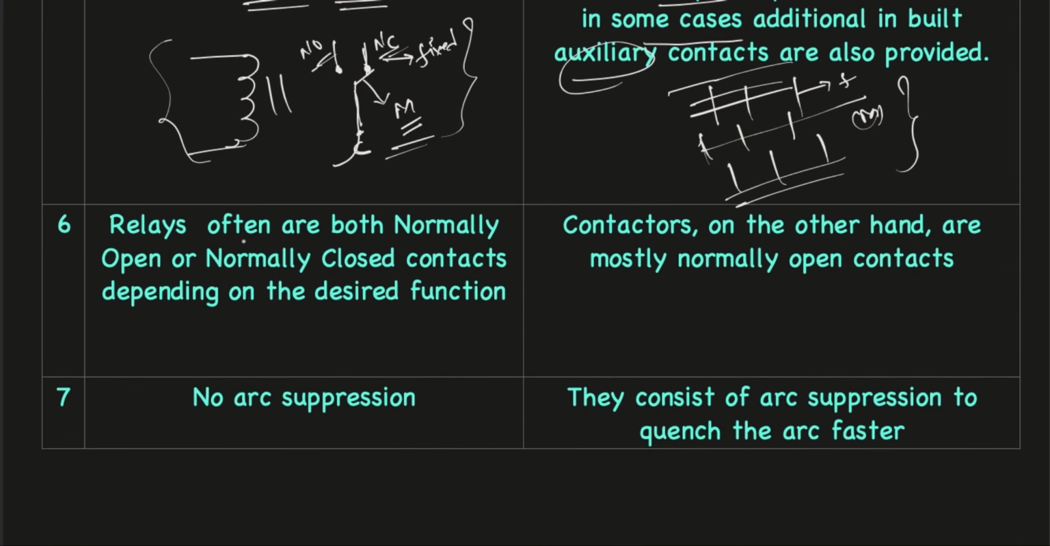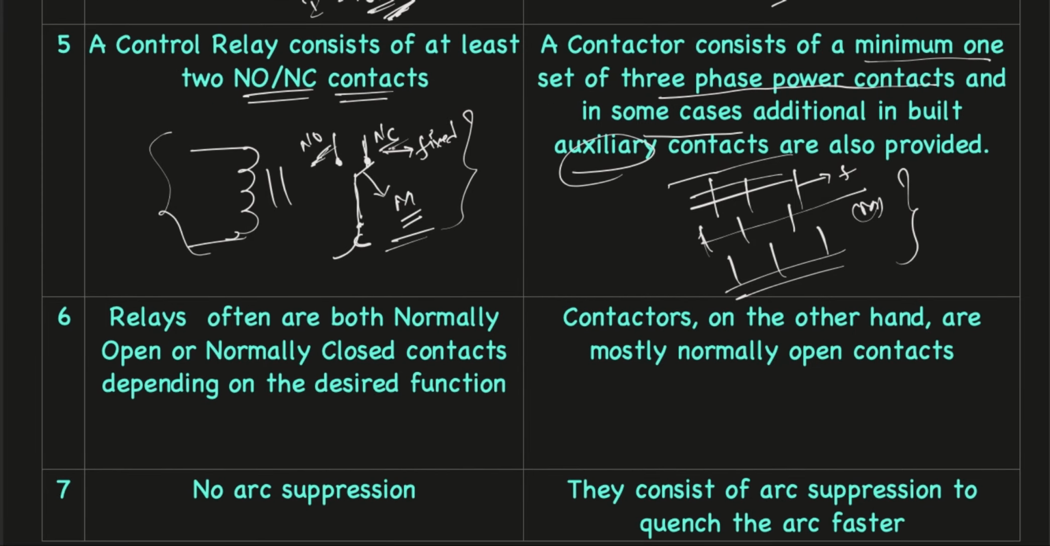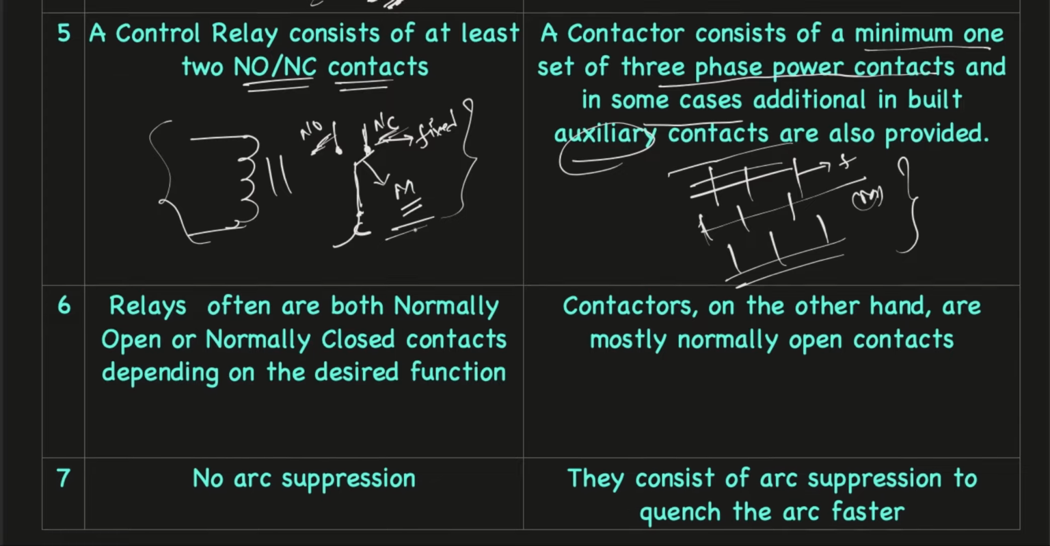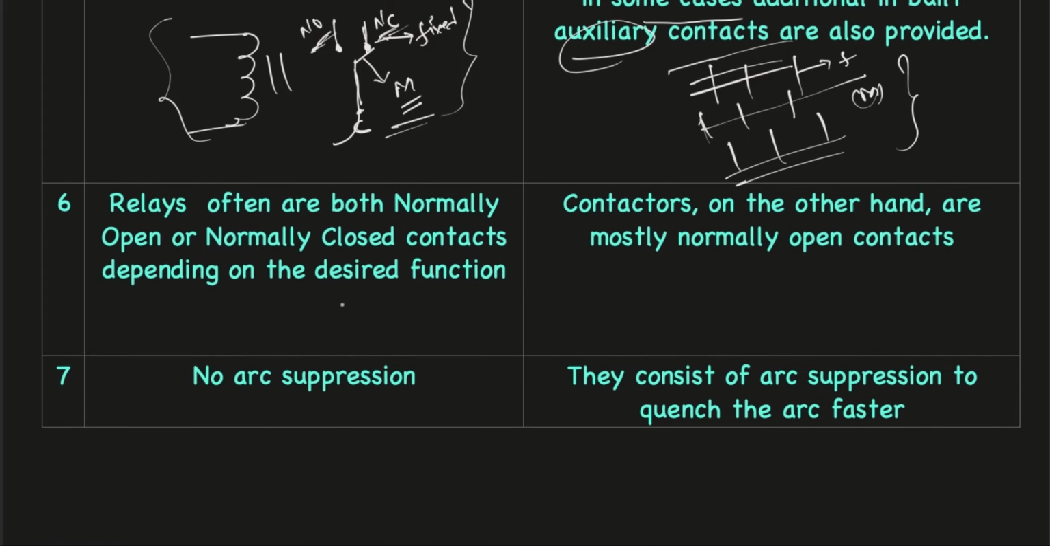Next point is relays offer both normally open and normally closed contacts depending on the design function. So in a relay, you have both normally open and normally closed contacts. According to your desired function, you can choose either a normally open relay or a normally closed relay. That is, in a de-energized condition, if you want a relay to operate as normally closed, you have a normally closed relay, and if you want that relay to be normally open, you have a separate relay for the normally open condition also. As soon as you give power, the normally open relay acts as normally closed, and the normally closed relay acts as normally open.